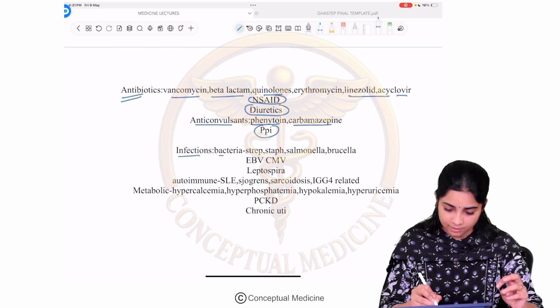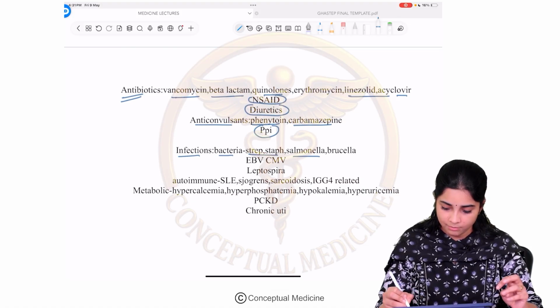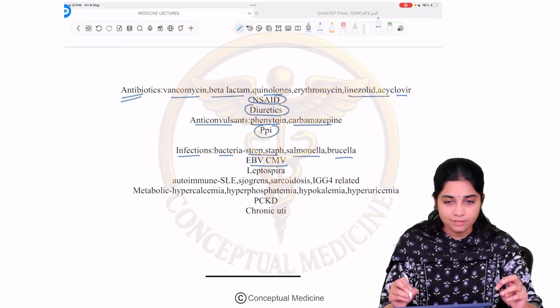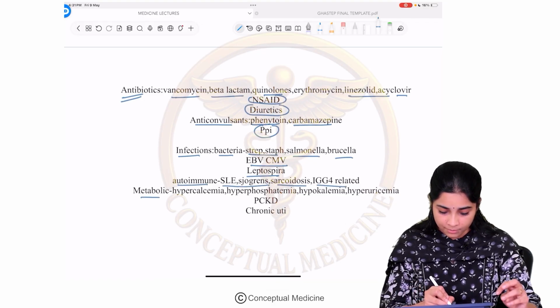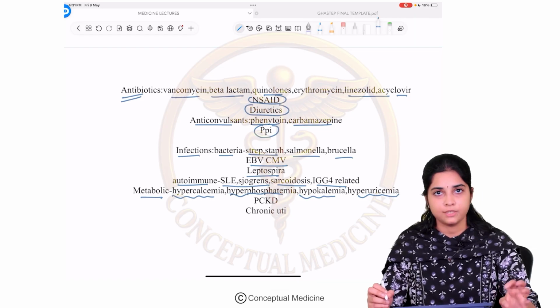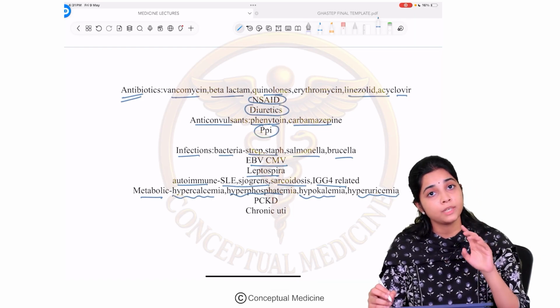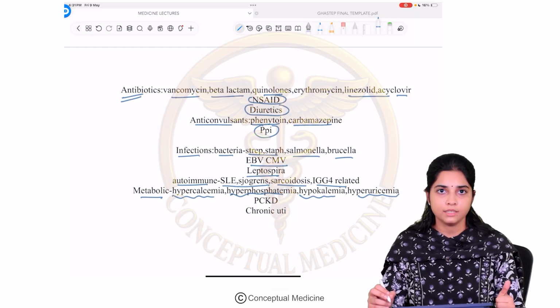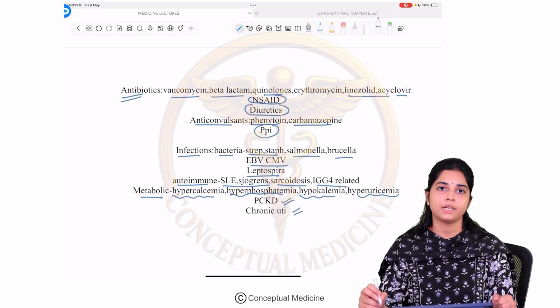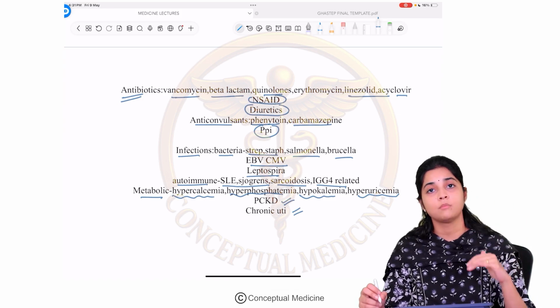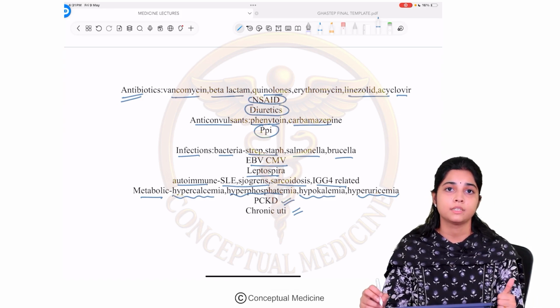Then infections like bacteria, strep, staph, salmonella, brucella, viral infections and leptospira. Autoimmune disorders like SLE, Sjogren's, sarcoid, IgG4. Metabolic diseases including hypercalcemia, hyperphosphatemia, hypokalemia, hyperuricemia. Everything is hyper. Remember, hypokalemia itself can cause allergic interstitial nephritis. Then polycystic kidney disease and chronic UTI, right? So, this is about the various etiologies for allergic interstitial nephritis.